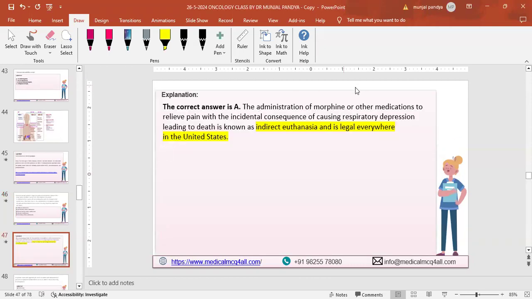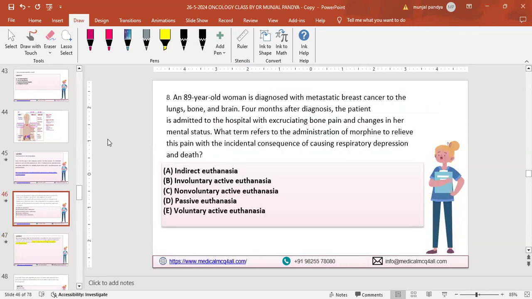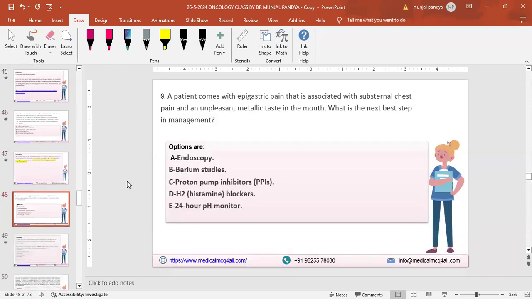So the answer: administration of morphine or other medication to relieve pain, with the incidental consequence of causing respiratory depression leading to death, is known as indirect euthanasia, and it is illegal everywhere in the United States, not in India, right? So we are not supposed to give a high dose of morphine and let the patients go away from suffering, right? Still it is not legal, and in the USA it is illegal. It is the indirect euthanasia, where you give the high dose and relieve the pain.